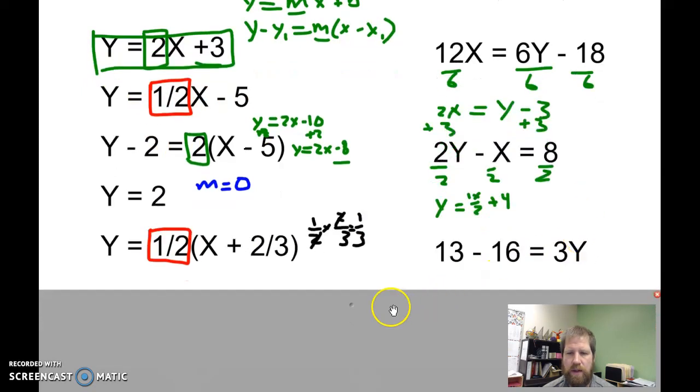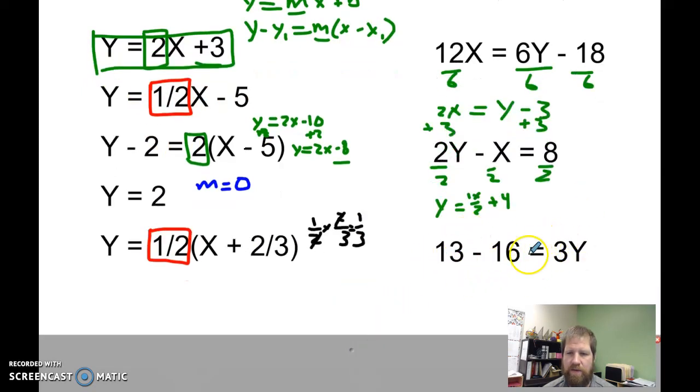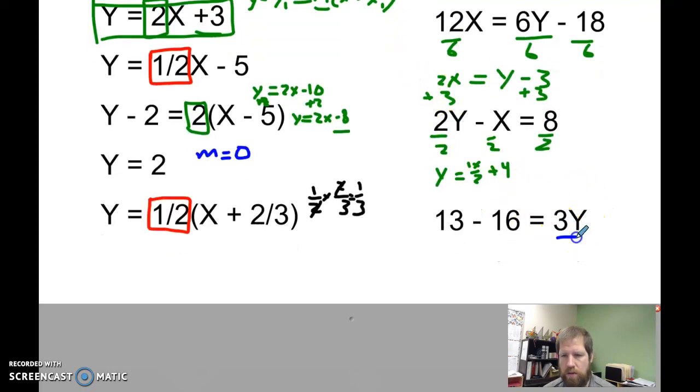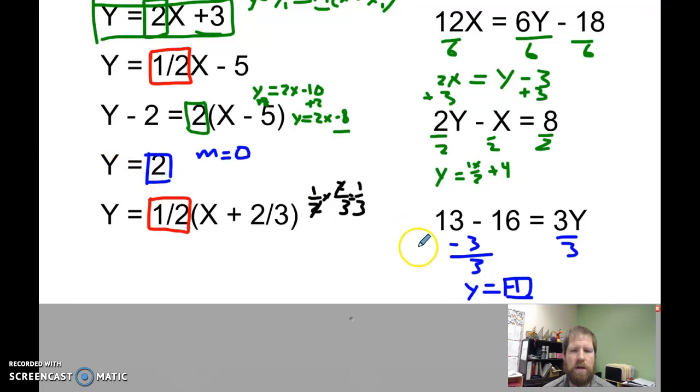And then this last one does not have an x variable, so it doesn't have a slope. So its slope is going to equal 0. But I do need to figure out if it's going to be the same line or a parallel line. So let's combine these first. 13 minus 16 is -3, divide by 3, divide by 3. I get y is equal to -3 over 3, or -1. And my slope is the same, but my y-intercept, -1, is not the same as 2. So these two lines are parallel.